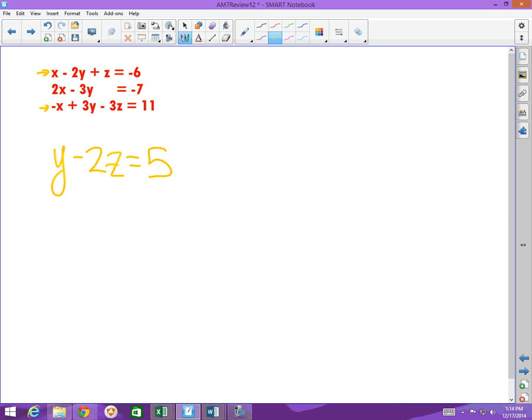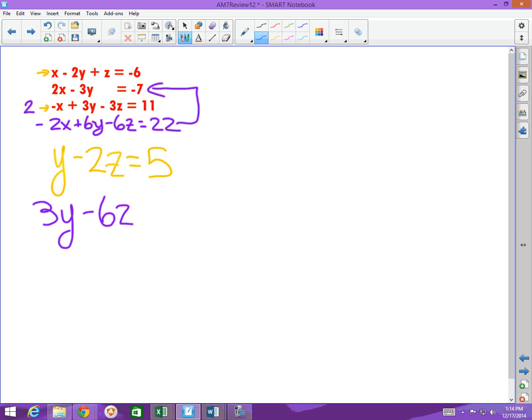So now we have a y and z left, so we have to get rid of the x again. So I'm going to take this one and multiply it by 2 to get a negative 2x plus 6y minus 6z equals 22. And then I'm going to combine it with that one to get 0x, 3y, negative 6z, and 15.